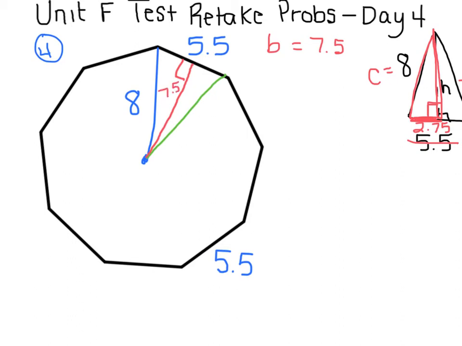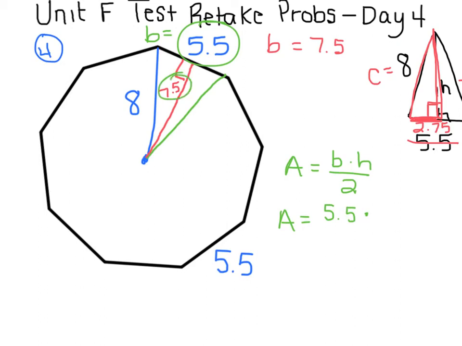So now I can find the area of this whole triangle. Okay, remember to find area of a triangle, it's base times height divided by 2. So in this particular triangle, the base would be the 5.5 multiplied by the height, which is 7.5, and then divide that by 2. I end up with 20.625.